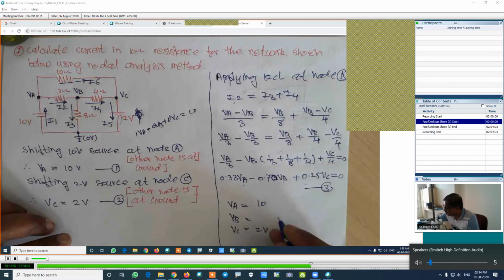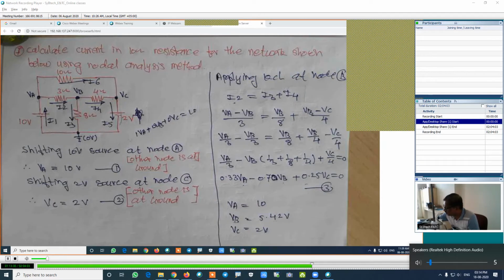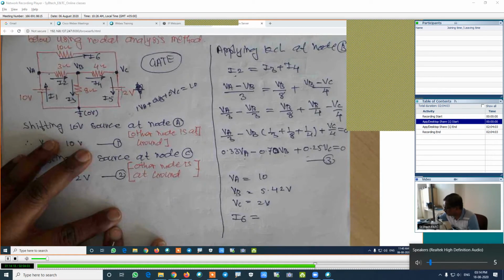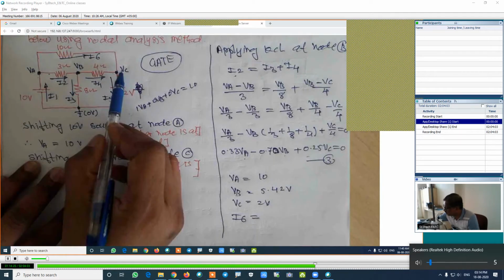VA is 10, VC is 2. You can substitute the values of VA and VC here and find VB. Already VA is known, VC is already 2 volt. Otherwise, you can put the values in the calculator directly. Yes. So, Saurabh says sir, 5.4 volt? 2 volt? 4.2 volt.